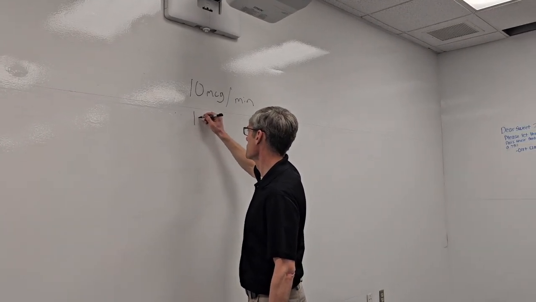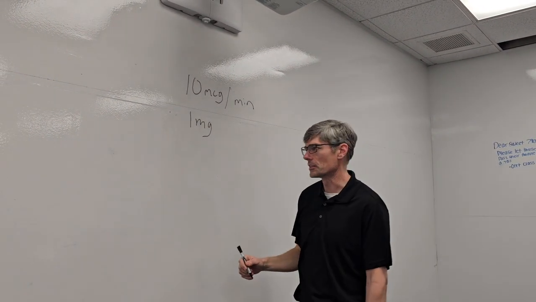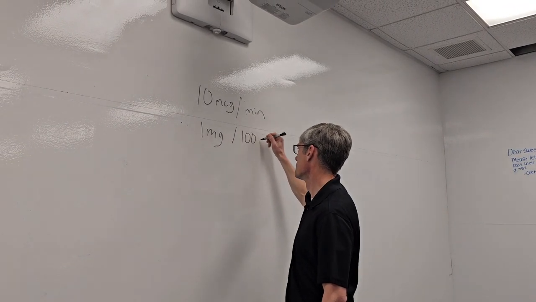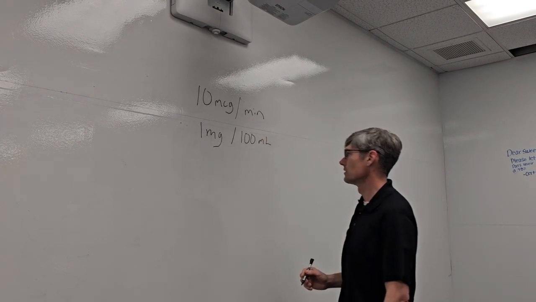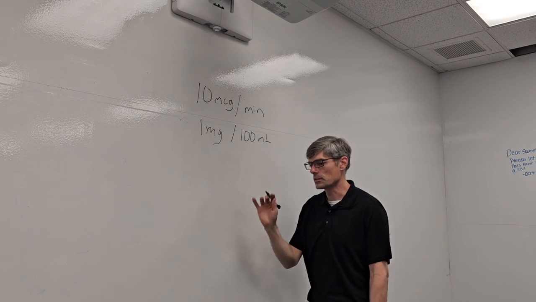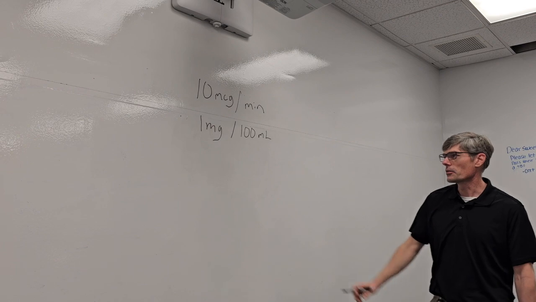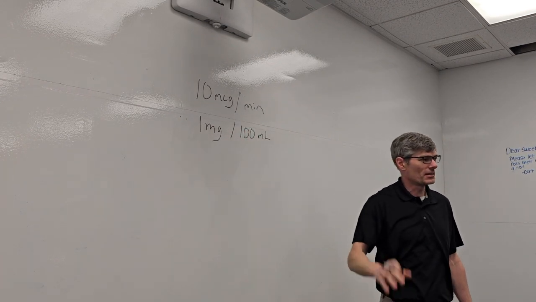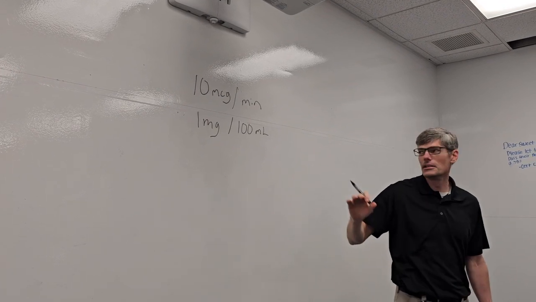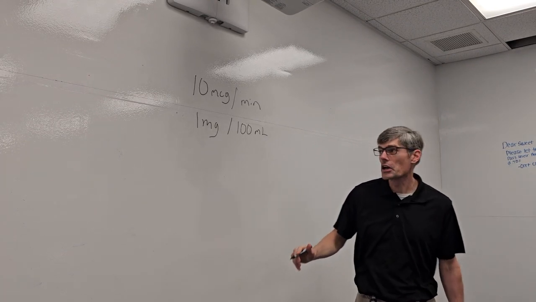And we have 1 milligram of it, that's how it's packaged, in 100 milliliters. And we're going to put this on our pump, and we need to set it either for milliliters per minute or milliliters per hour. Okay, so our order is in micrograms. How many micrograms are in 1 milligram? 1,000. Okay, good. So 1,000 micrograms.